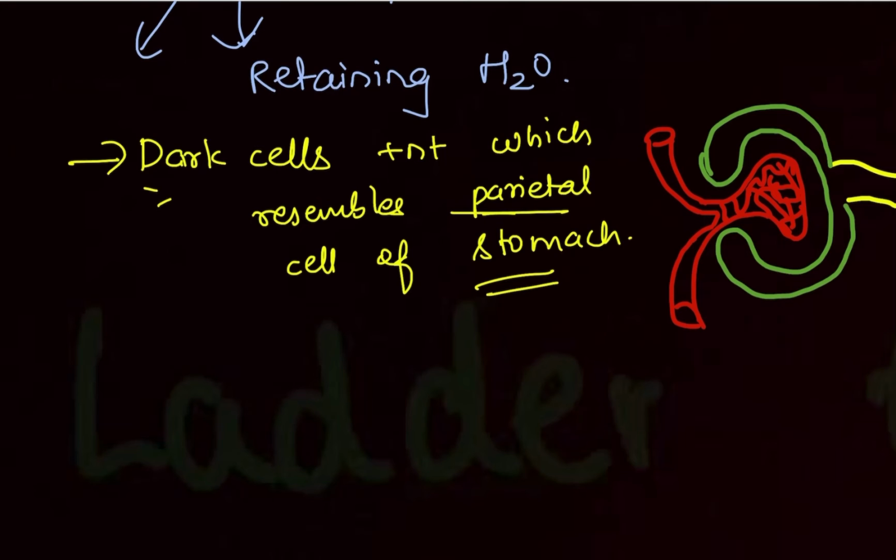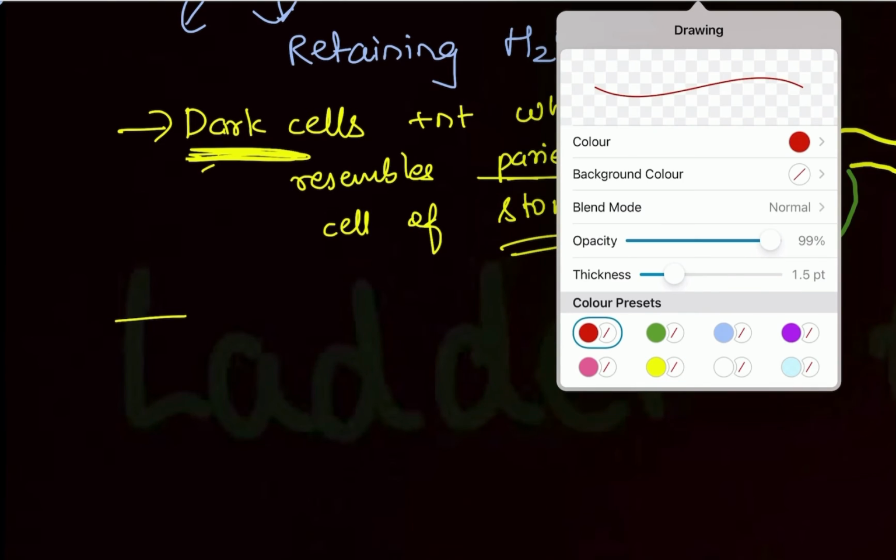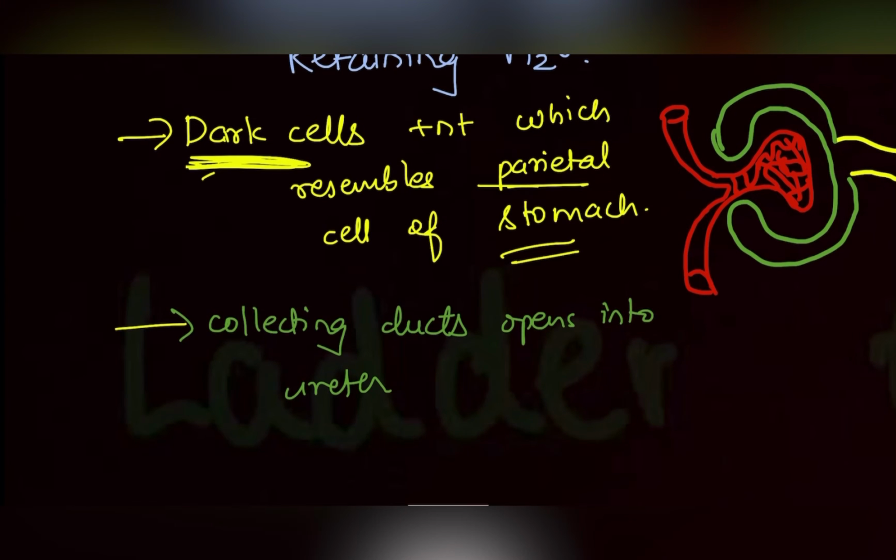So you must remember that the collecting duct has these dark cells, and many collecting ducts open into the ureter. Collecting ducts together open into a structure called the ureter. What is the ureter? It is a pipe which connects the kidney and the urinary bladder.